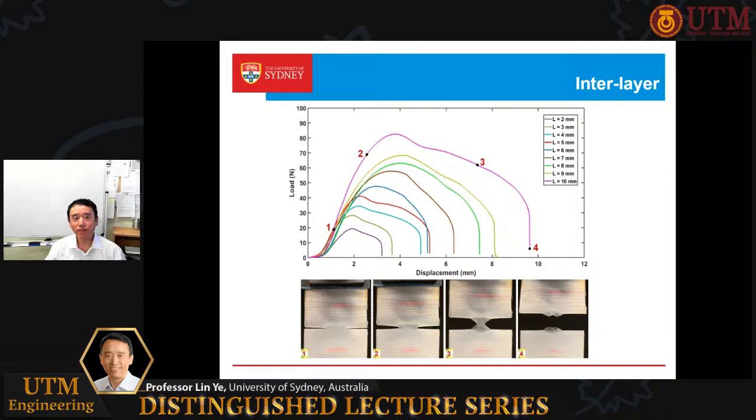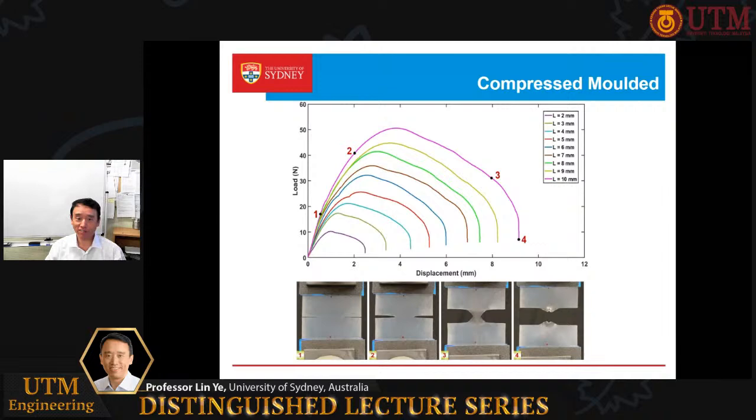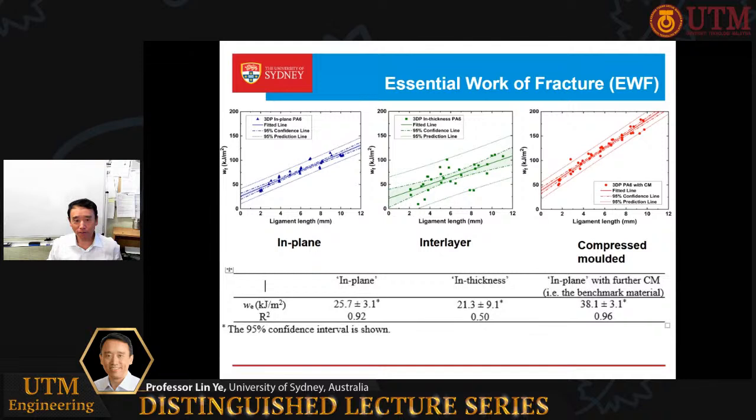Then this is the compression molding, where you can see the similarity is much nicer for the different ligament lengths. Then we follow the process to figure out the specific essential work of fracture for the in-plane, interlayer, and the compression molded specimens. First, you can see the consistency is very good for the compression molded and the in-plane, but it's very bad for the interlayer.